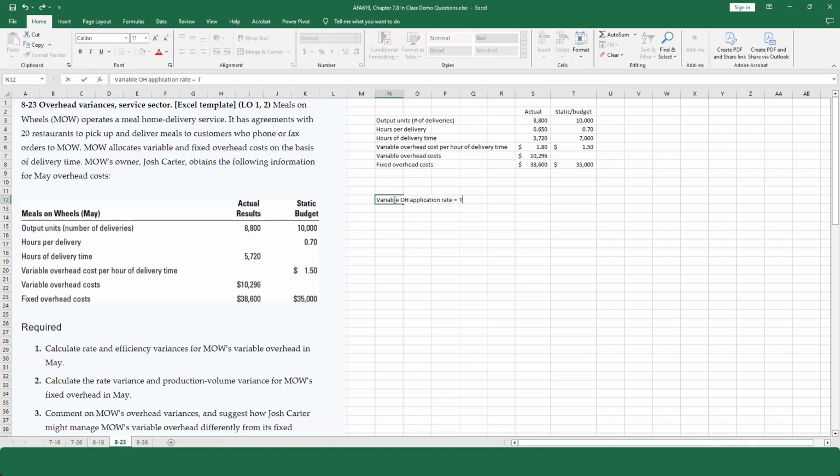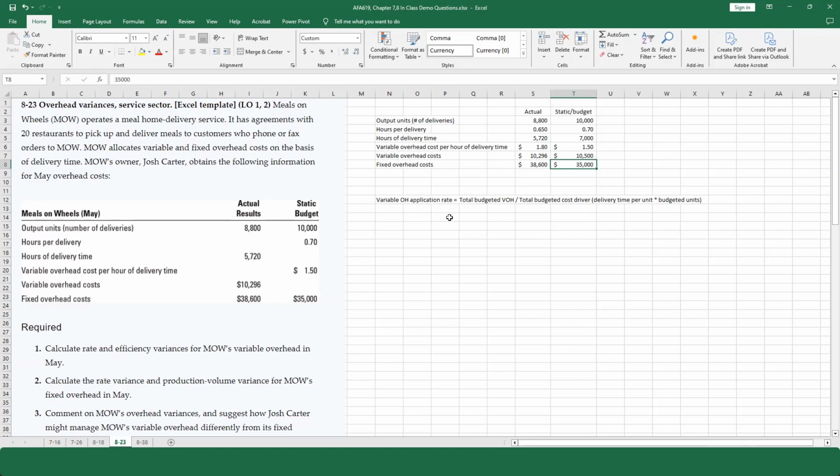It is calculated as total budgeted variable overhead, divided by the total budgeted cost driver, which in this case happens to be delivery time. That's delivery time per unit multiplied by the budgeted units, in this case, meals of delivery. So we can see right away that we can calculate the budgeted overhead costs, because if I take the variable overhead cost per hour of delivery time, which is the application rate, and multiply it by the hours of delivery time, 7,000, I can see it's 10,500.